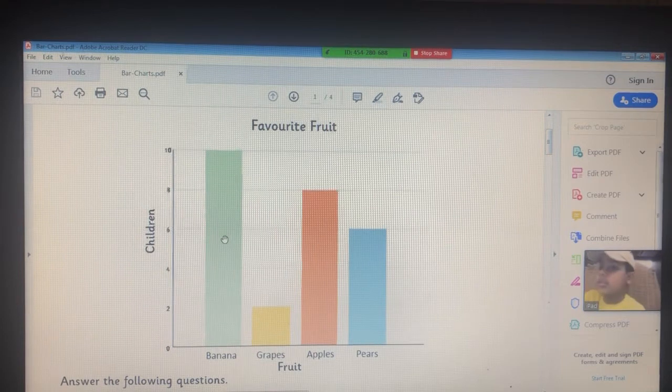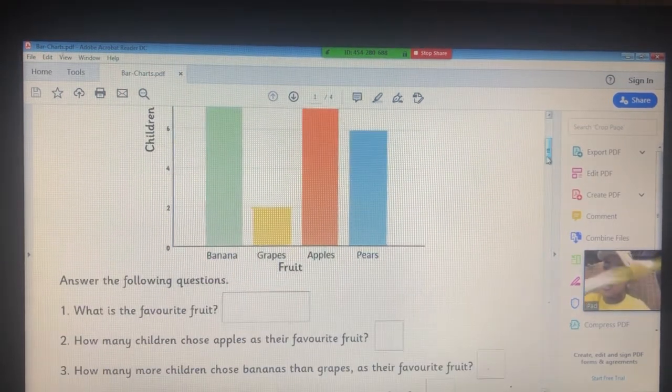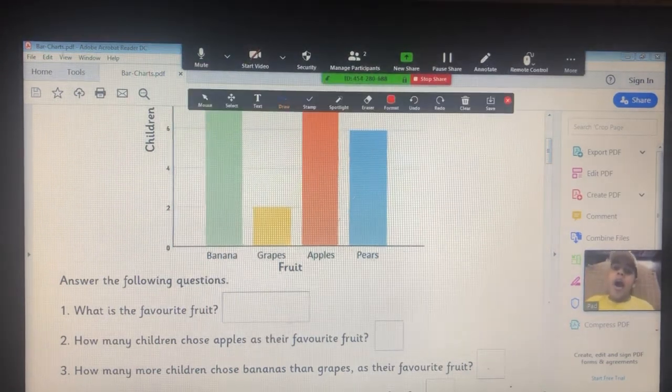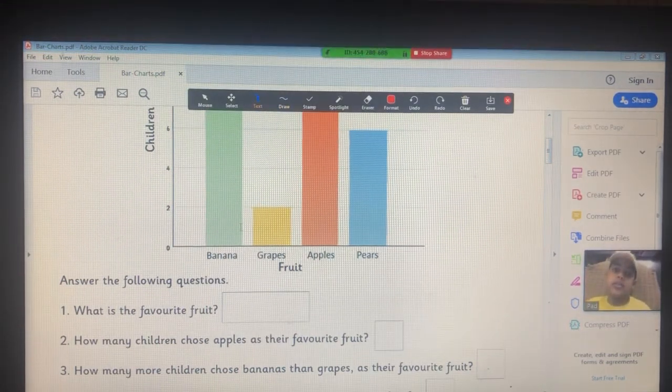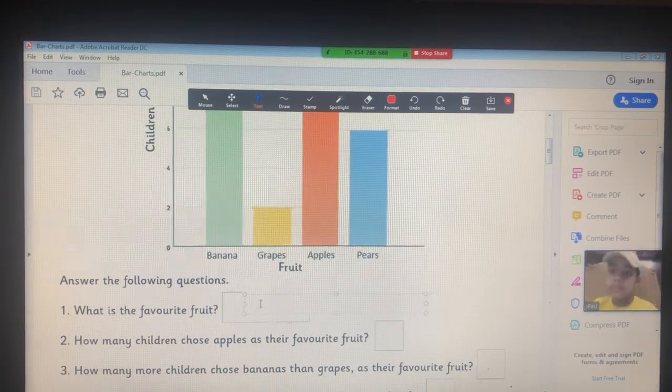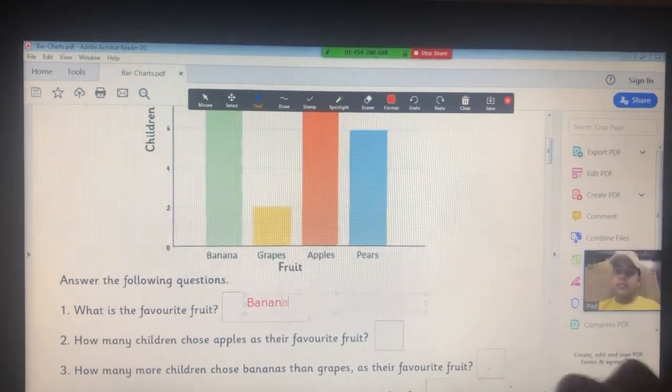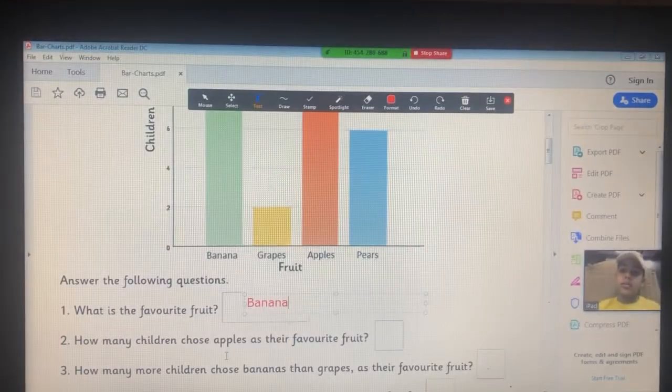And it is what? It's banana, right? Now let's go to the second question. Read for me the second question. How many children chose apples as their favorite fruit?